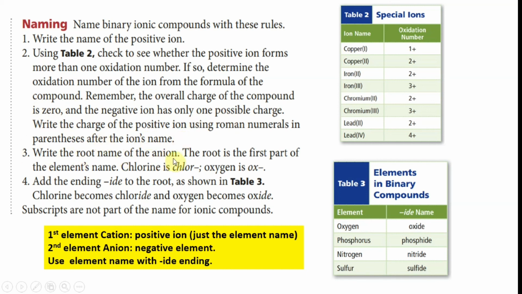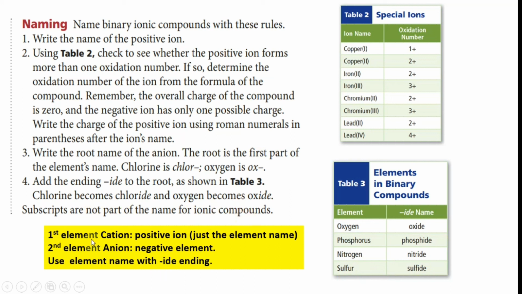4. Write the root name of the anion. The root is the first part of the element's name. Chlorine is chlor, oxygen is ox. Then add the ending IDE to the root, as shown in table 3. So oxygen will be oxide, phosphorus will be phosphide, nitrogen will be nitride, sulfur, sulfide. And subscripts are not part of the name for ionic compounds.